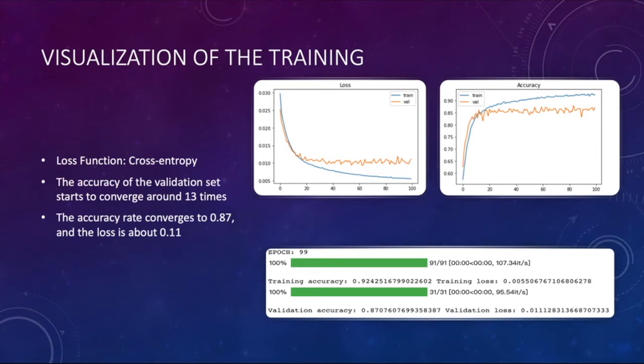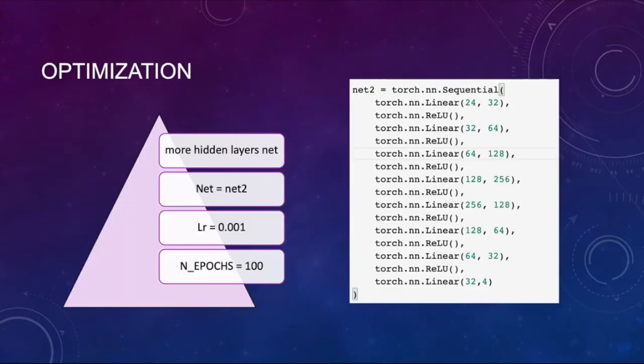From the results, the effect of this single hidden layer network is not bad, so we want to see if we can optimize the final results by increasing the number of network layers. So there is a second network structure. In the same way, we set the input as 24, the output as 4. This time, it consists of 8 layers.